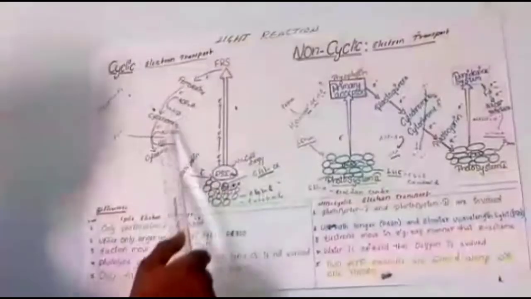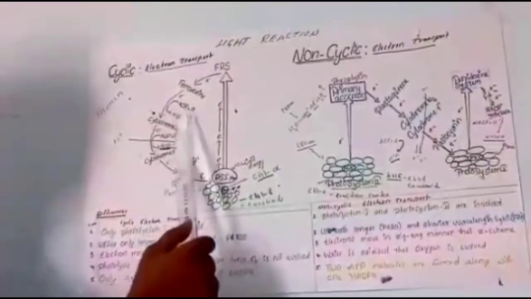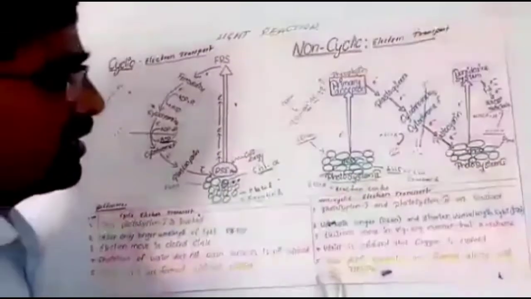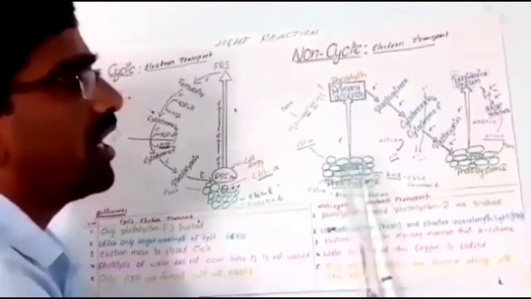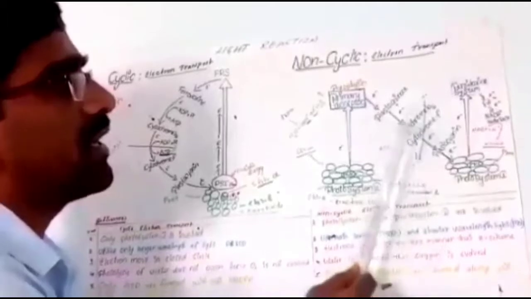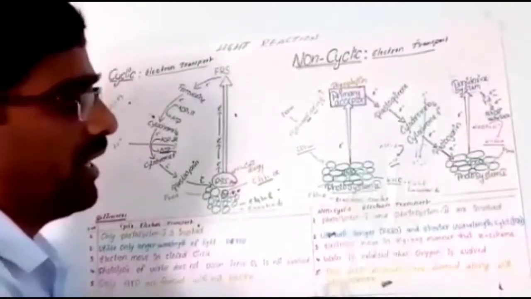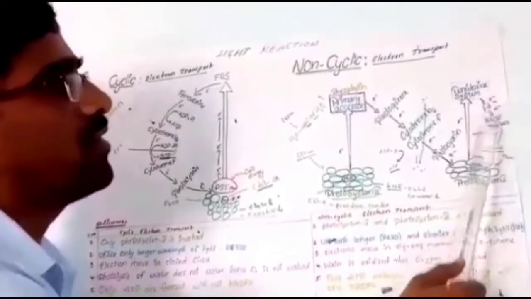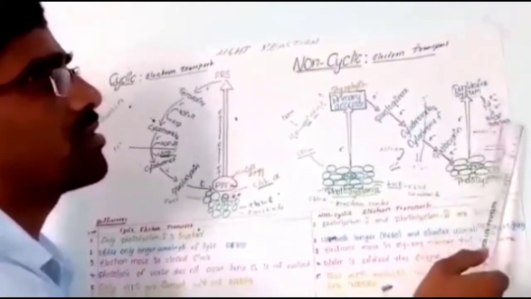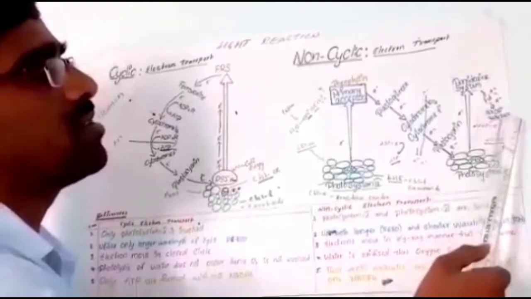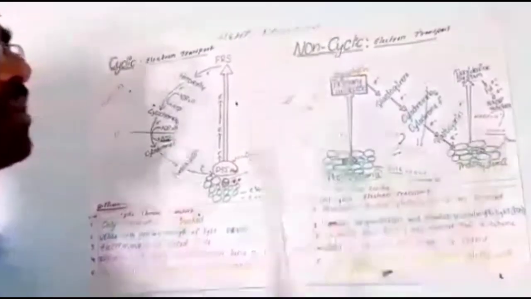In the cyclic process, ATP formation is possible in between cytochrome B6 and cytochrome F. But here, ATP formation as well as NADPH formation is possible. ATP formation is possible in between cytochrome B and cytochrome F. NADPH2 formation is at the end, at the electron acceptor of photosystem 1, that is ferredoxin. At last, the NADP reductase enzyme is used for the formation of NADPH2.